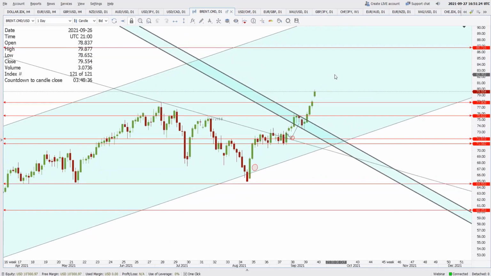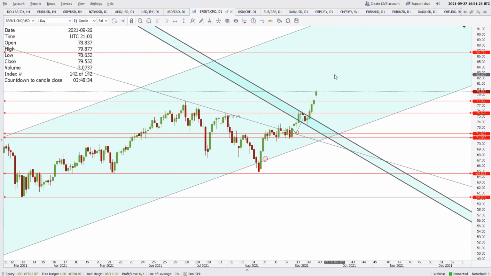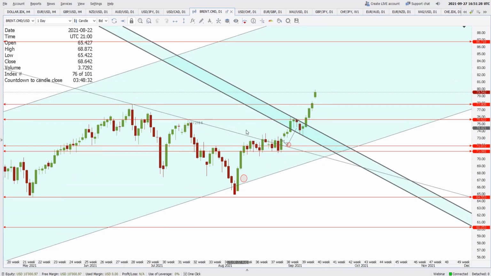Talking about Brent, it is giving us no surprises. After this break here, after the break of this trend line to the higher side, we have already expected the price to consolidate a bit before it makes a fresh move.